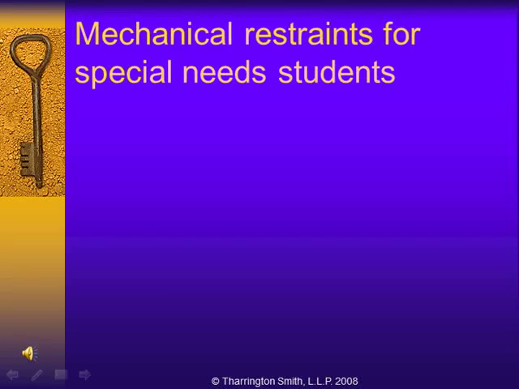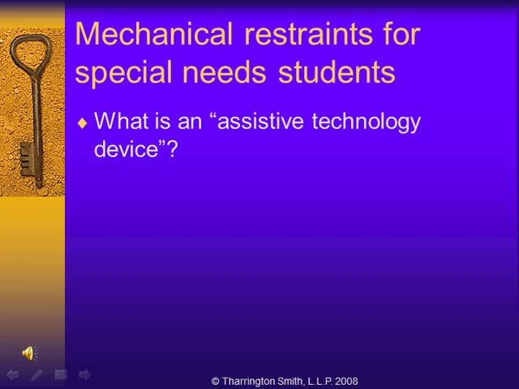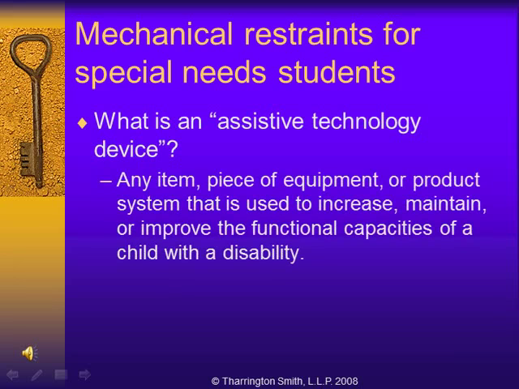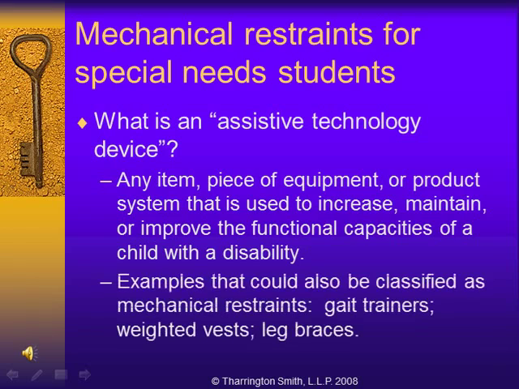As I just noted, some mechanical restraints can be used appropriately as assistive technology devices for special needs students. An assistive technology device is some sort of equipment or product that is used to help a disabled child increase, maintain, or improve certain capacities or skills. For example, gait trainers, weighted vests, and leg braces are assistive devices that help students with certain disabilities to improve their skills or to function more easily.